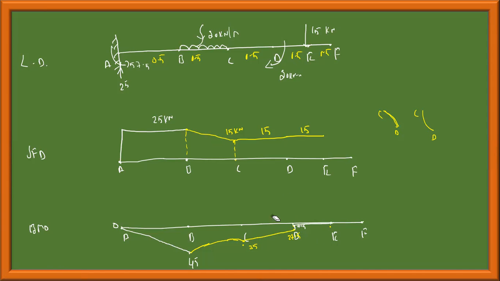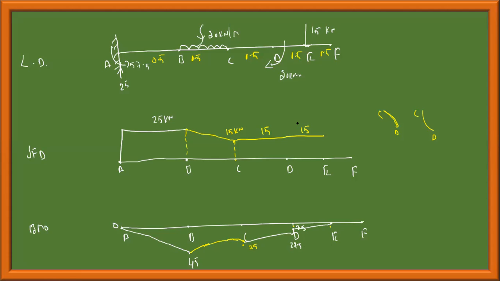Or shall I write some? This is 20, 35, 27.5. This point is 27.5. This is linear, and there is a sudden drop up to 7.5, and then it becomes 0 like this. You should indicate that this is linear here.